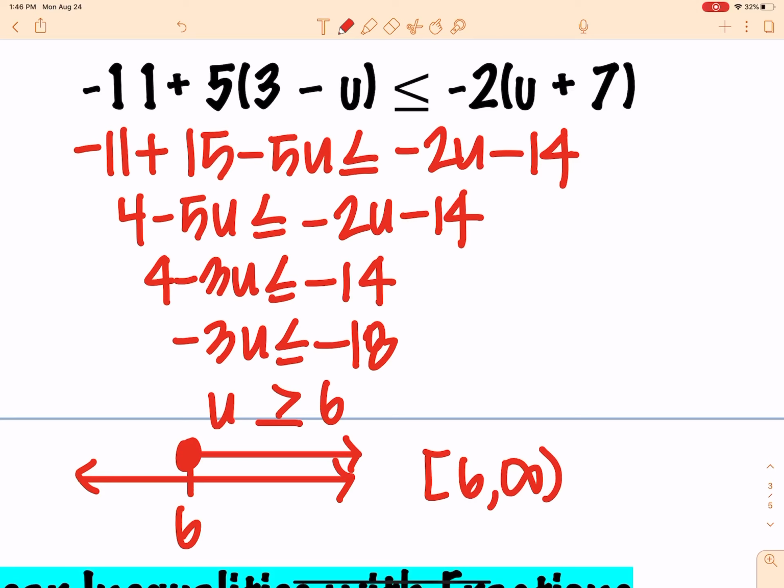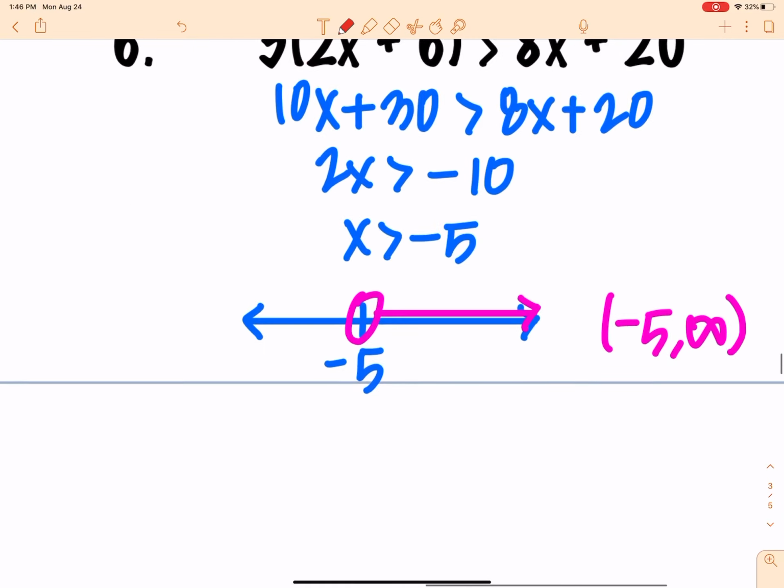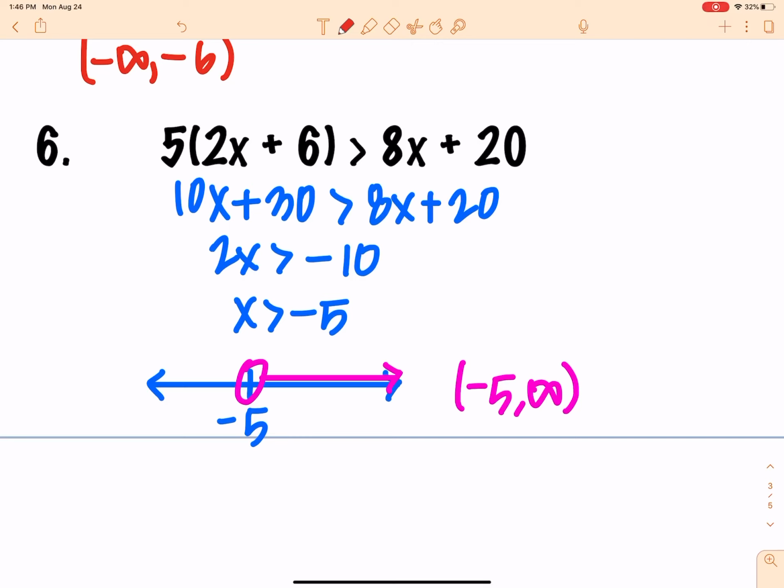So pause here, try number 6 all by yourself, and then return back for your answer. All right, for number 6, you should get negative 5 to positive infinity.